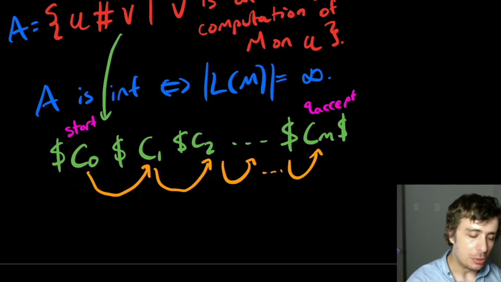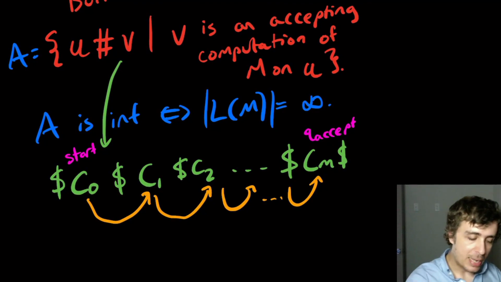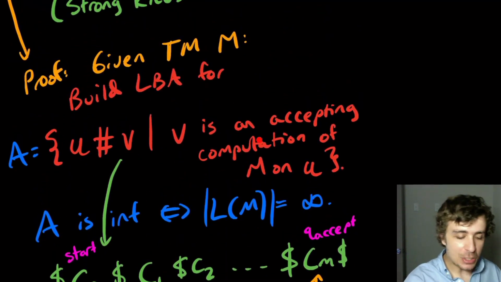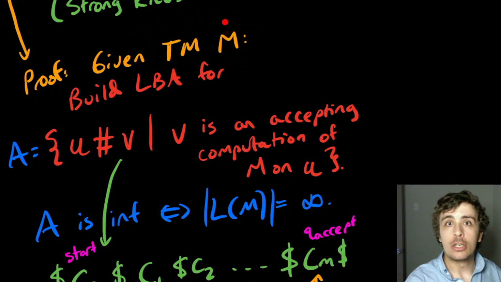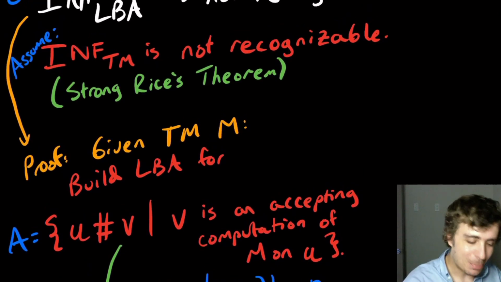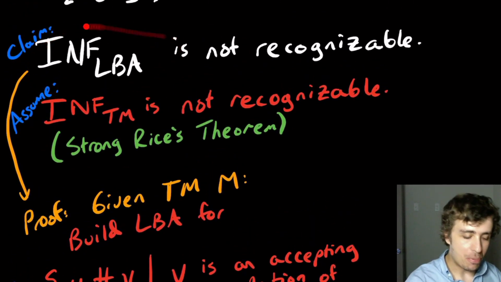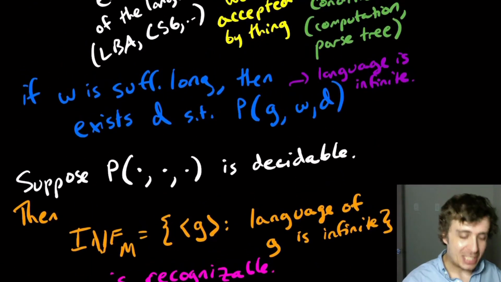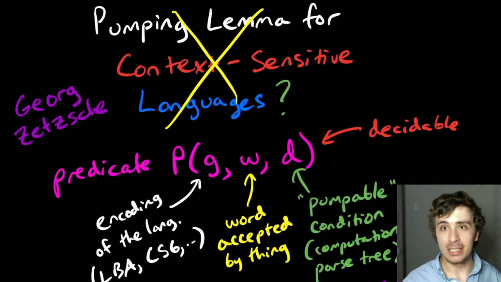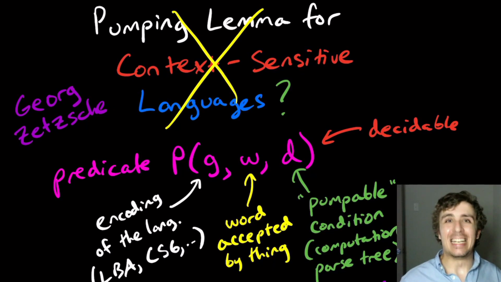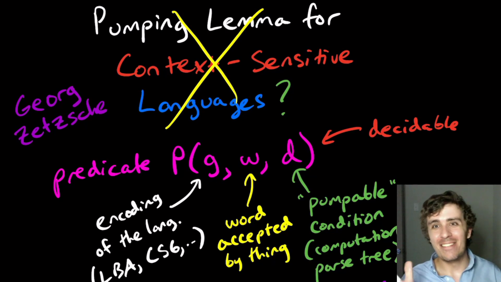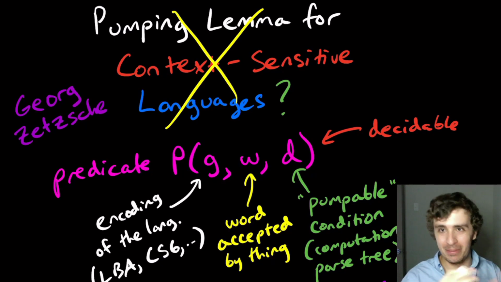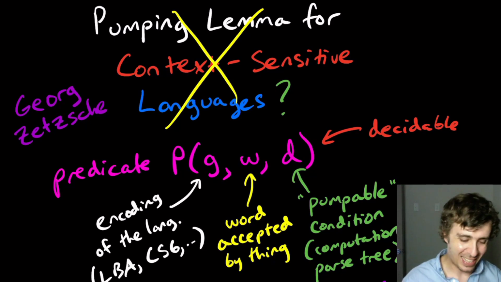Okay, so an LBA can do this, and so if there's a recognizer to check whether or not this set is infinite, which corresponds to an LBA, then that means that we have answered, as a recognizer, whether or not a Turing machine has an infinite language. But that's unrecognizable by Strong-Rice's theorem, and so the infinity problem for LBAs therefore is not recognizable, and so therefore there must not exist a pumping lemma for context-sensitive languages. Whew. All right, so that was quite an interesting proof. It involves a lot of technical details, but is really profound and actually gets to the heart of how Turing machines and context-sensitive languages and LBAs work. I think it's just super awesome.